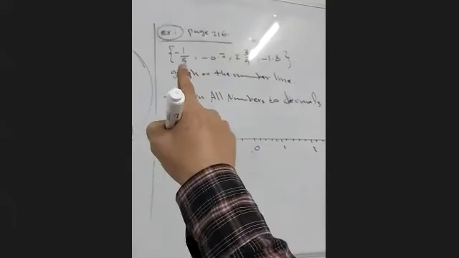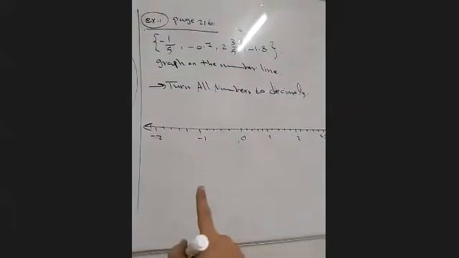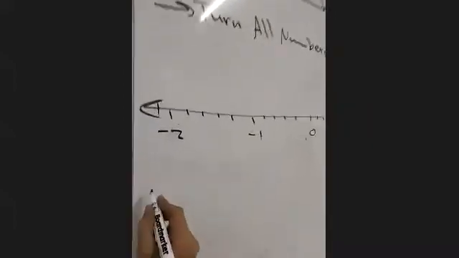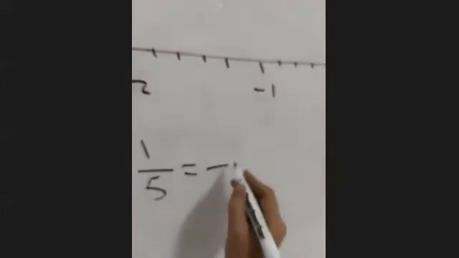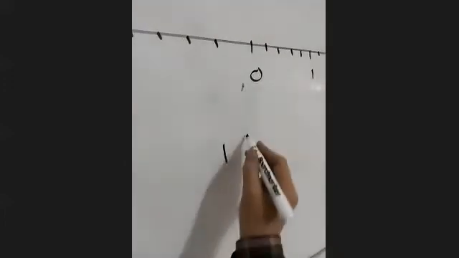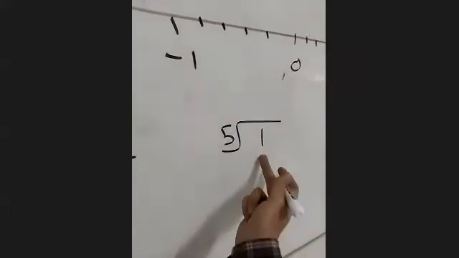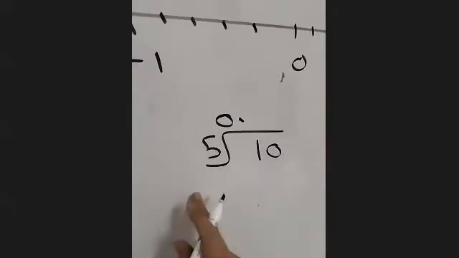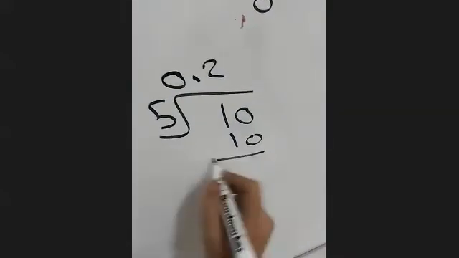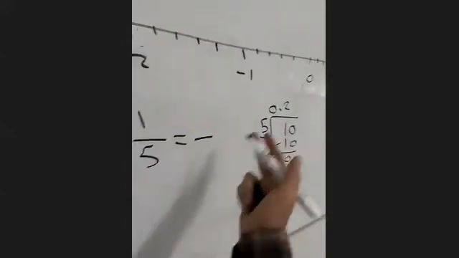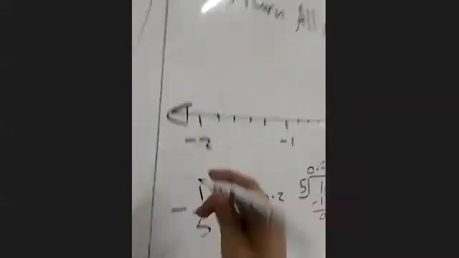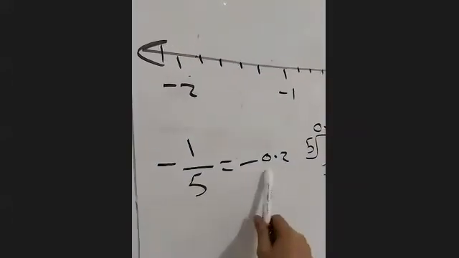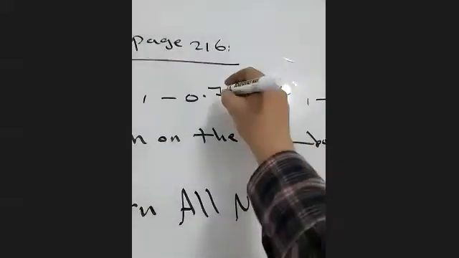So I'll start with the first number, -1 over 5, and turn it to a decimal so I can plot it here. The negative is still negative. Now 1 over 5, we make long division, 1 divided by 5. 1 cannot be divided by 5, so we put 0 and a decimal point with 10. Now 10 divided by 5 is 2. 2 times 5 is 10. Subtract, 0. So -1 over 5 is -0.2. I turned the first number to a decimal.